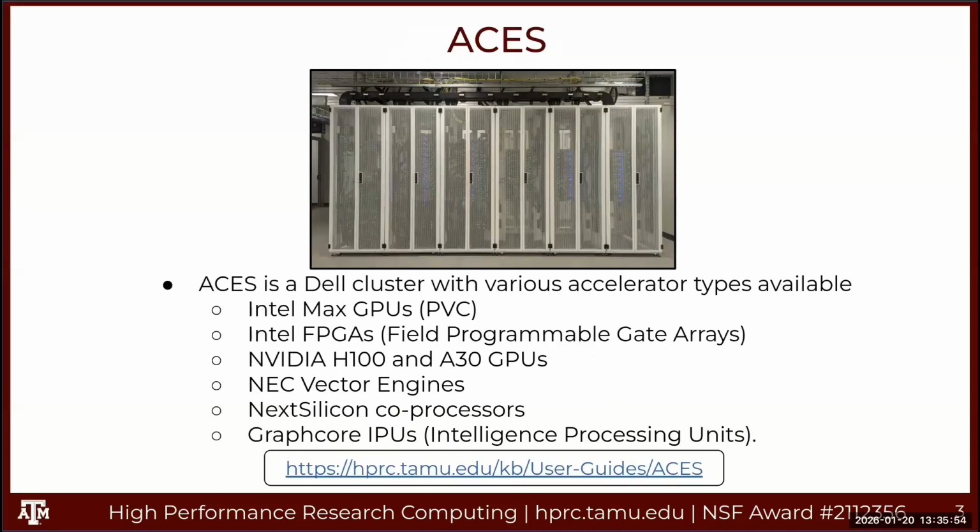So this is ACES. You can see we've got a number of accelerators. Most everyone's interested in the H100s. Those are the high-end GPUs that we have. And we'll show you how to see how many of those are available and how many of those are configured and how many are available at the time you submit your job. We have a user guide in our knowledge base, and there's the link at the bottom.